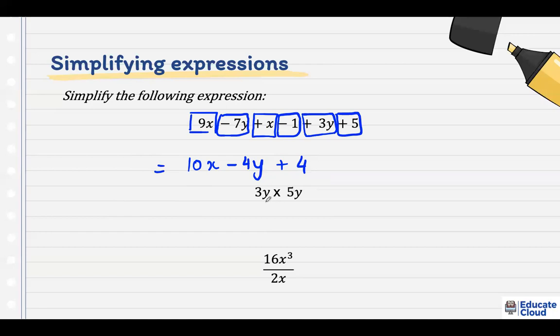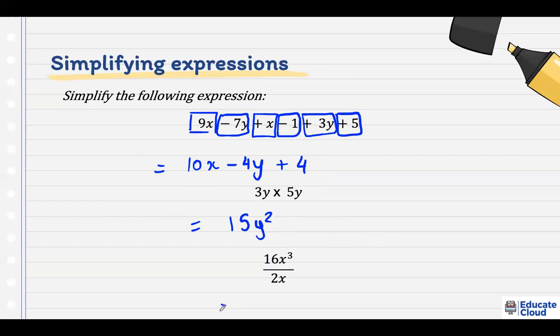The next one, we're timesing 3y by 5y. Timesing works quite similar to timesing as usual. So just do 3 times 5, which is 15, and y times y, which is not 2y, it's y squared. So 15y squared is our answer for that.